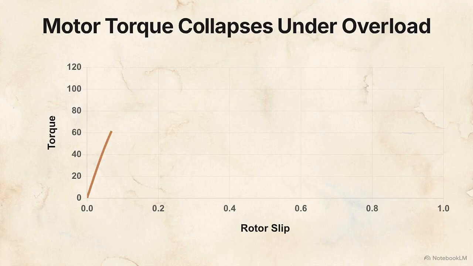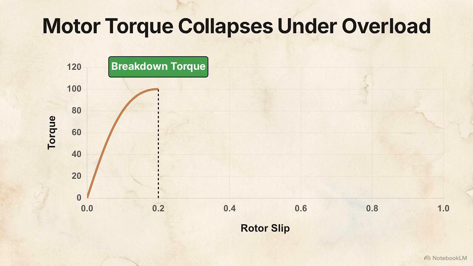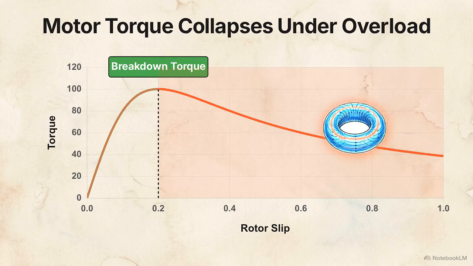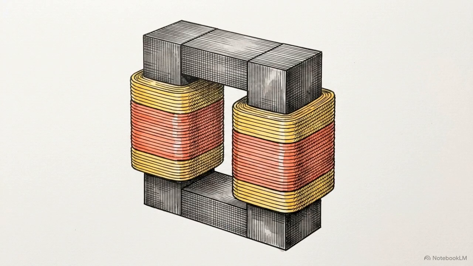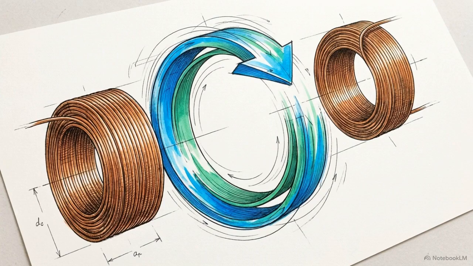This chart plots torque against rotor slip, showing the machine's ability to generate torque under load. The absolute peak is the breakdown torque. If a heavy load forces the machine past this point, the magnetic coupling collapses and the motor stalls. The static transformer and the spinning induction motor rely on the exact same magnetic induction. Only the physical freedom to slip separates their identities.